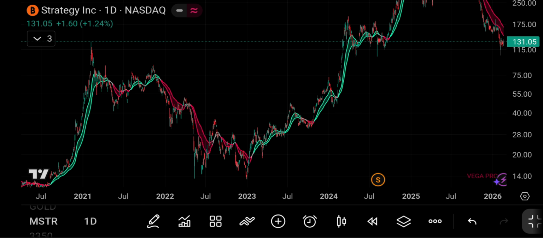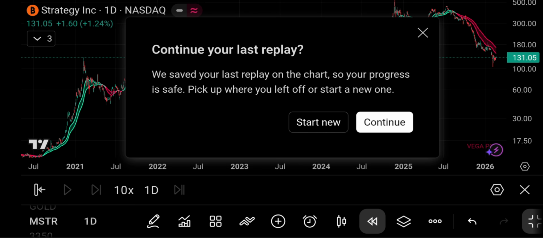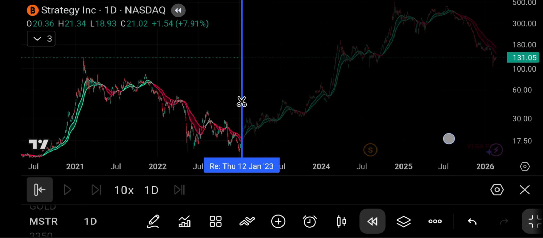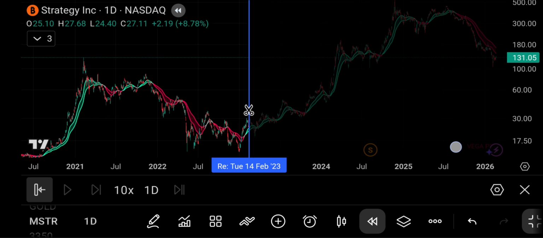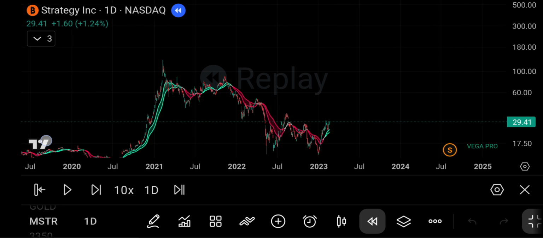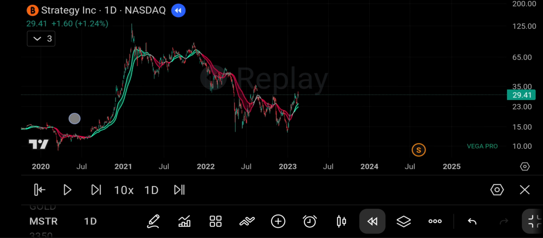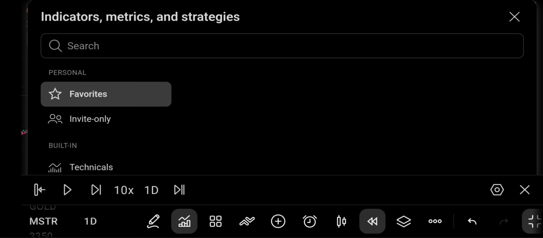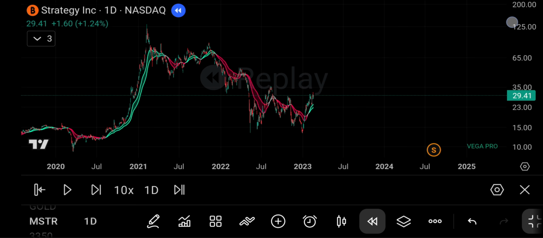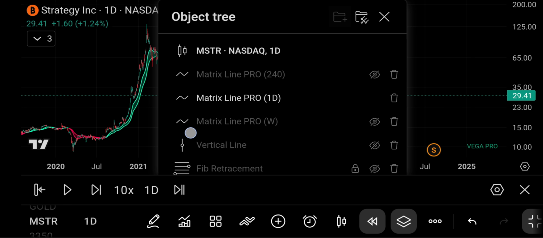We are going to create a simulation as if we were at the very beginning of the previous cycle, which was clearly defined and marked by the matrix line, specifically right here in this area. Now, what I'm about to share with you is truly the most crucial and important part. I'm going to be using two specific tools, the ones that I have right here. In fact, they're already drawn out for us.